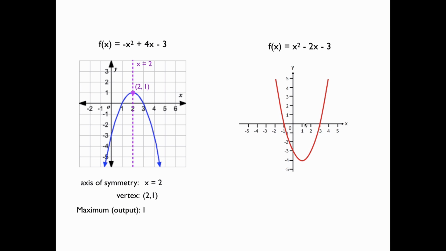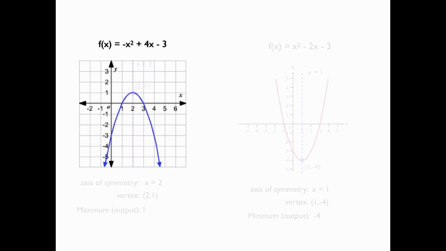Now let's take a look here. What is the axis of symmetry? All right, it seems to be x equals 1. That passes through the point 1, negative 4, meaning we know the input when the output of this function is at its minimum. The vertex is 1, negative 4. And since we know the vertex, we know the minimum output of the function.